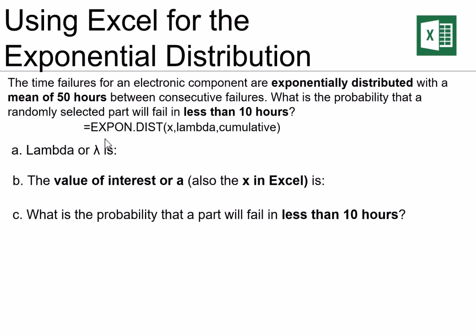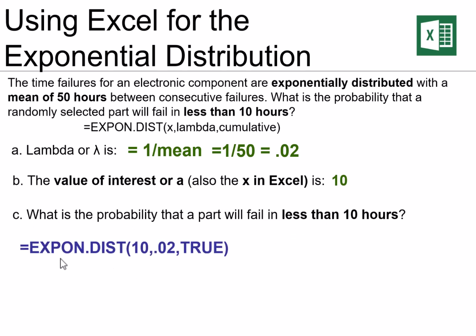So here's our Excel function, expon.dist, then we're going to enter x, and then lambda, and then cumulative. For the exponential distribution, our lambda is going to be 1 divided by the mean. The mean in this problem was 50 hours, so we're going to have 1 divided by 50 equals 0.02. The value of interest, or A, also the x in Excel, is going to be 10. So we're looking for the probability that a part will fail in less than 10 hours.